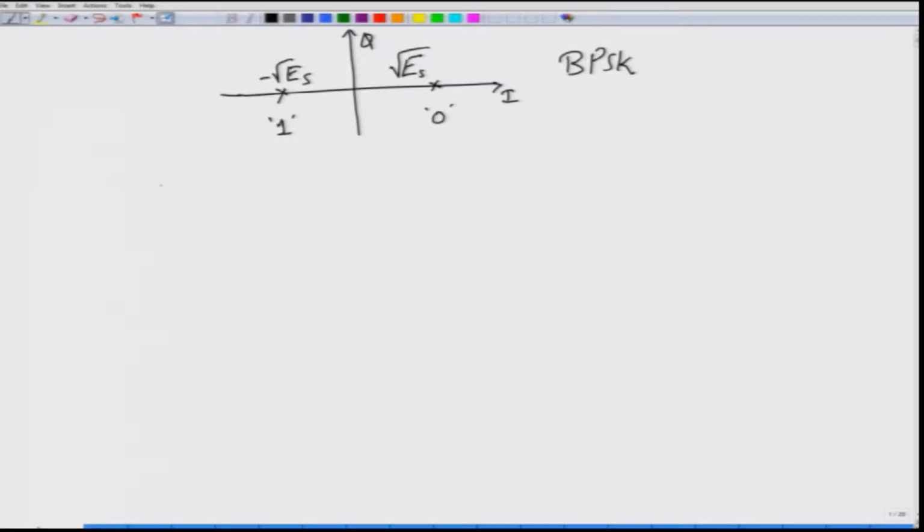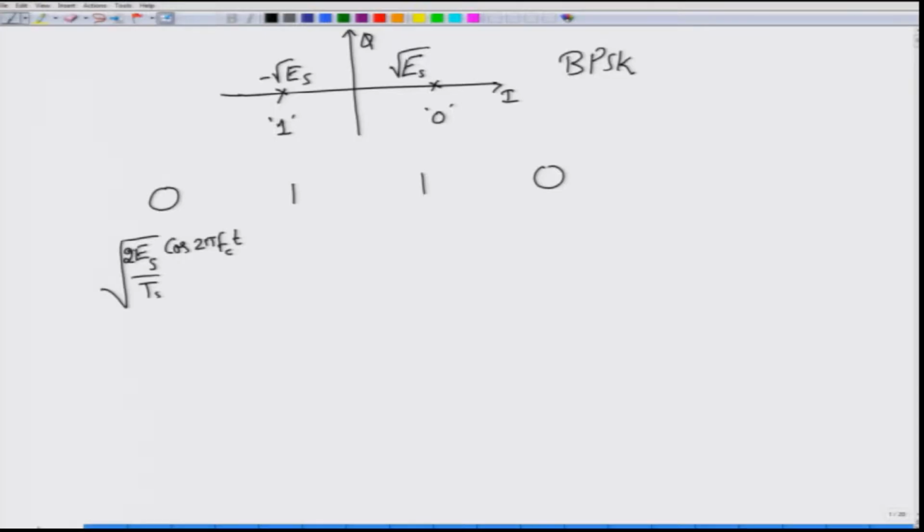Then if I have a sequence that I need to transmit, let us say 0, 1, 1 and 0, the corresponding waveforms that I would like to transmit here would be square root Es cos 2 pi fc t. Note that there is no phase change here. In order to normalize these energies, because when you take the energy of this one, the energy would have a term corresponding to the symbol period, we can divide this by square root of Ts.